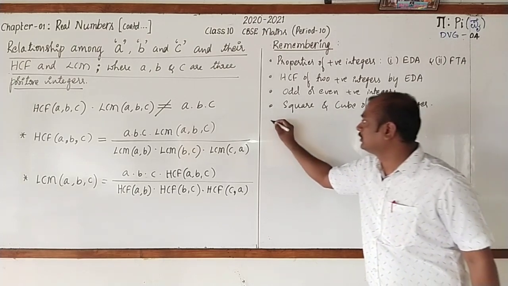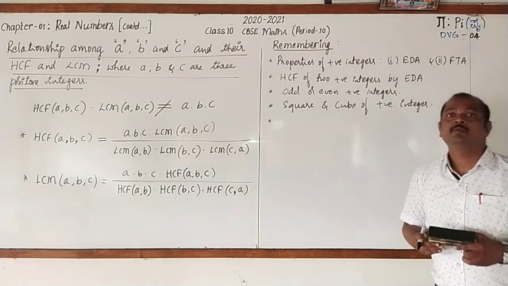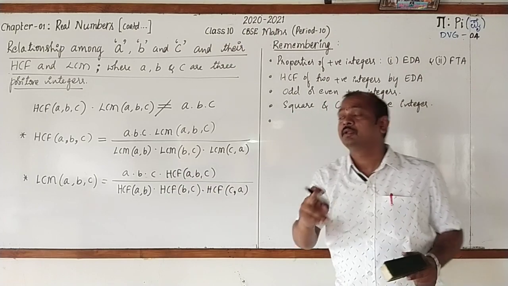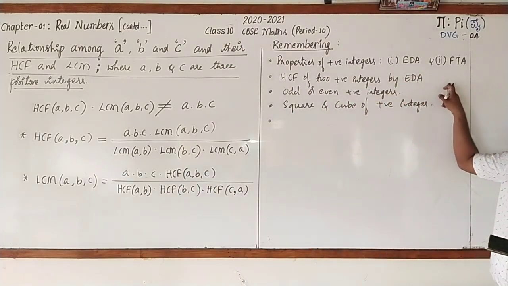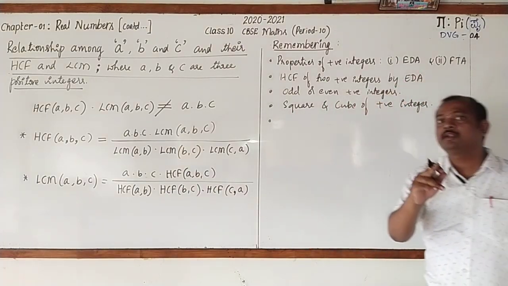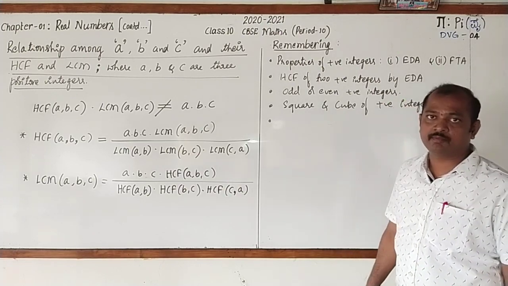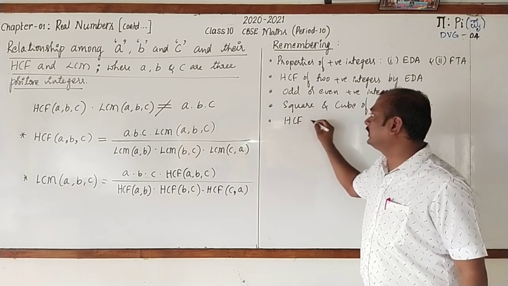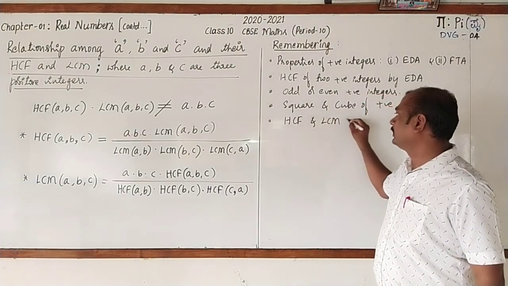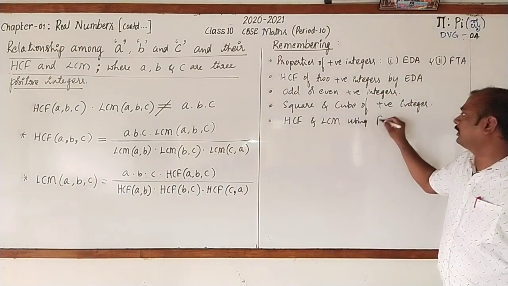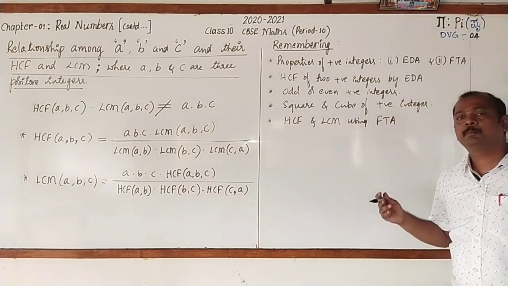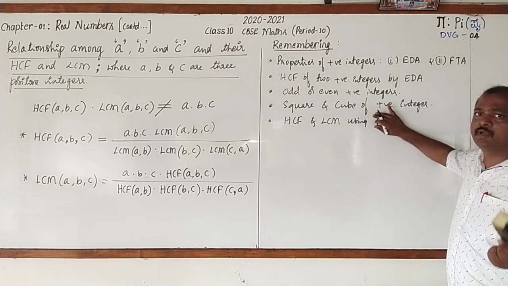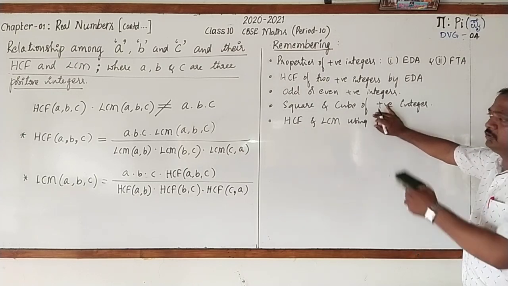Next, after that, we have come across finding HCF and LCM by the fundamental theorem of arithmetic and verifying the relationship between HCF and LCM. Right? It is very important. Look here, finding HCF and LCM using FTA or by prime factorization. Sometimes they won't give the method; just to find HCF and LCM, whatever method you want, you can go for that.